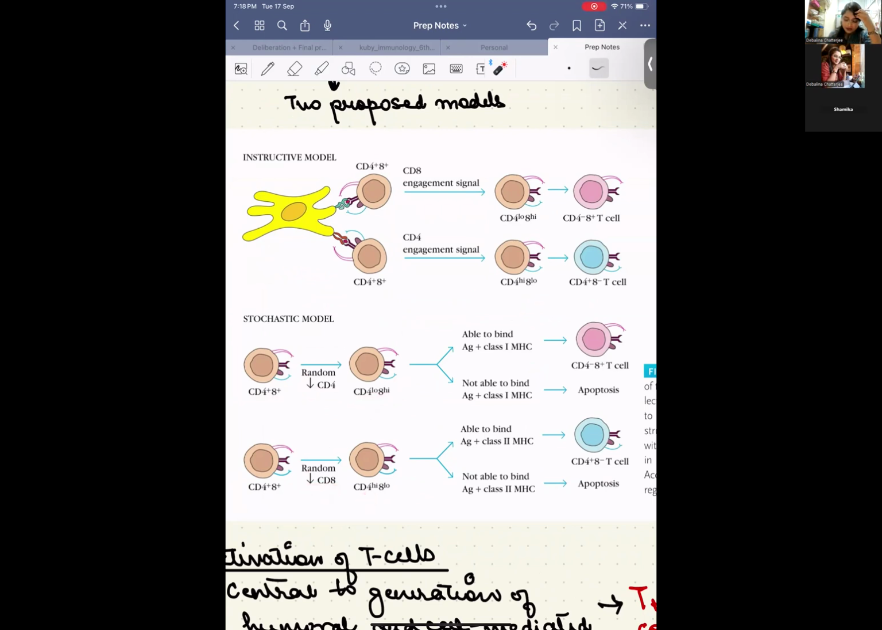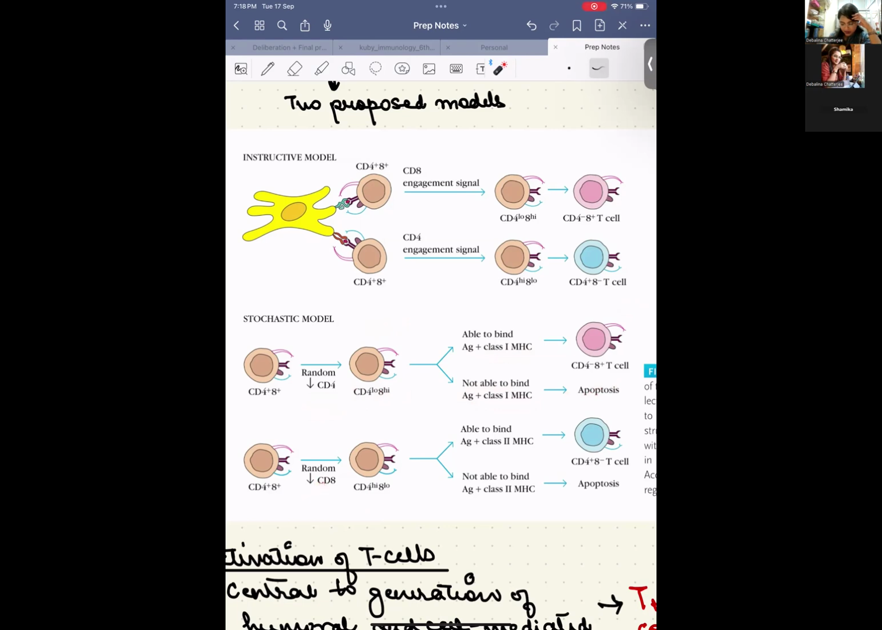Consider here, if the expression of CD8 is higher, the chances of this particular double positive cell binding an MHC1 molecule are increased. And since CD4 is randomly downregulated, it is not going to be able to bind an MHC1 molecule, because with CD4 you can only bind an MHC2 molecule, and if MHC1 binding is not happening, this cell is eventually taken for apoptosis.